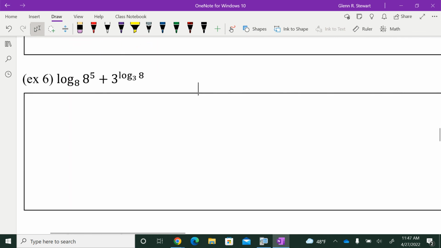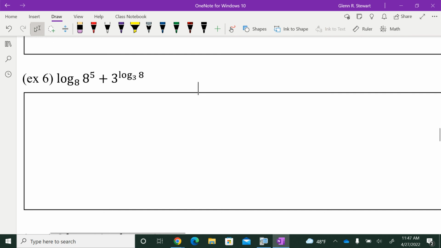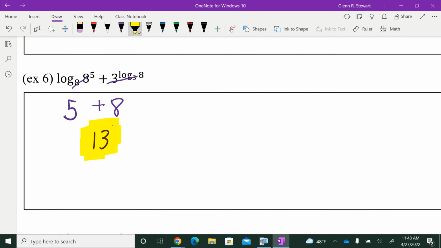All right. Take a look at example 6. We've got the log base 8 of 8 all to the 5th power. Those bases and number are the same. So right here, this is just a 5. And then I've got a base of 3 with a log base of 3. Those will also cancel, and I'll be left with that number of 8. So 5 plus 8 will give me 13. And that will be my answer.